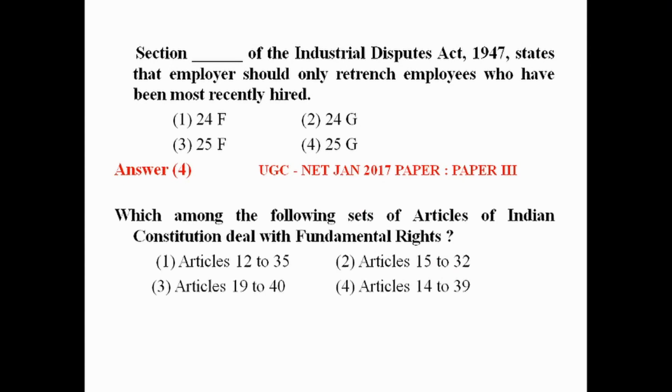Next question. Which among the following sets of articles of the Indian Constitution deal with fundamental rights? Options: option 1, Articles 12 to 35. Option 2, Articles 15 to 32. Option 3, Articles 19 to 40. And option 4, Articles 14 to 39. The answer is option 1, that is Articles 12 to 35.